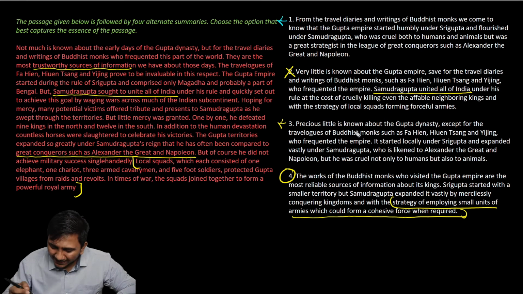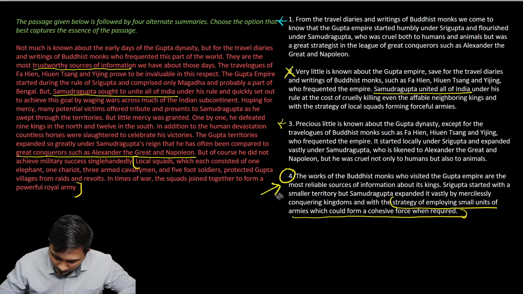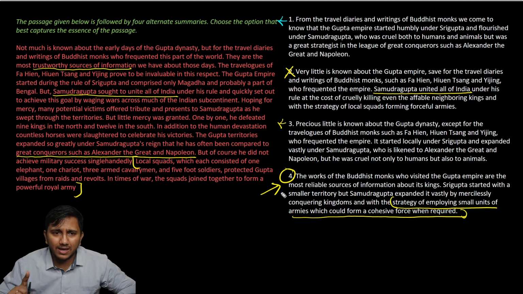So the best option I could see here, which summarizes maximum main points, is option 4. Type 4 if you're clear with why we are going with option 4 for this question. Those of you who are there in the live session.